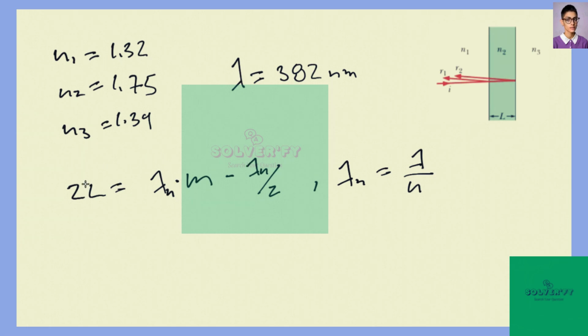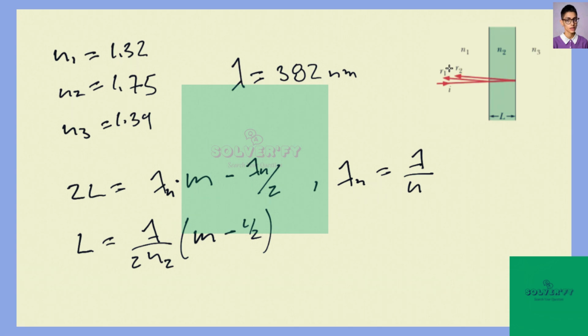So now we can just solve for L. I'm going to divide everything by 2, and there's a common factor of lambda n that I can pull out. So we have L equals lambda n, which we said was just lambda vacuum over n2, and then we're dividing by 2 because of the 2 that's multiplied here. And then it's times some integer m minus 1/2.